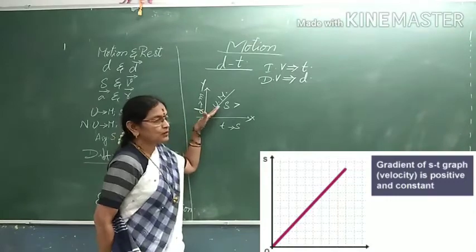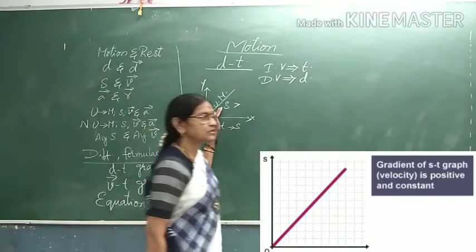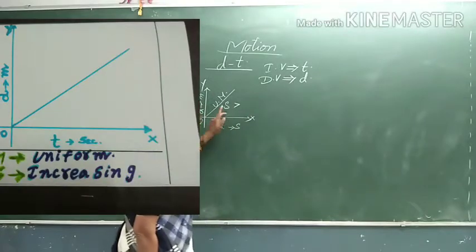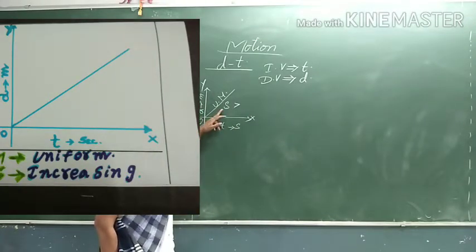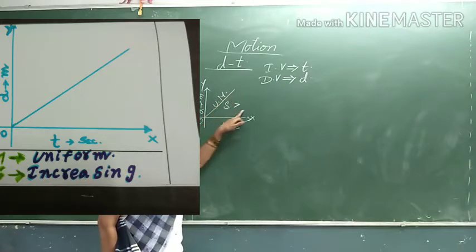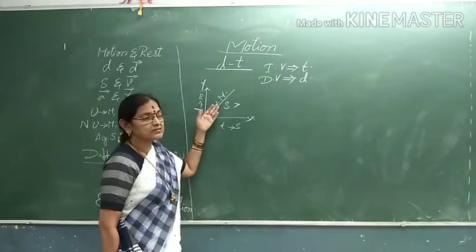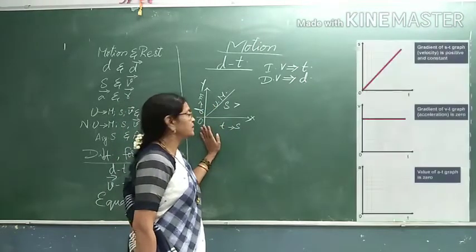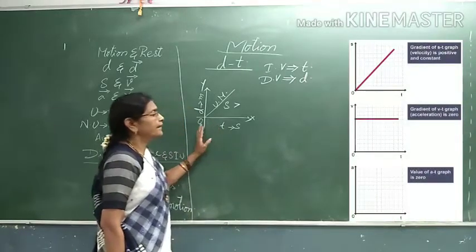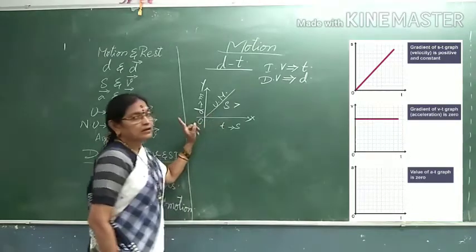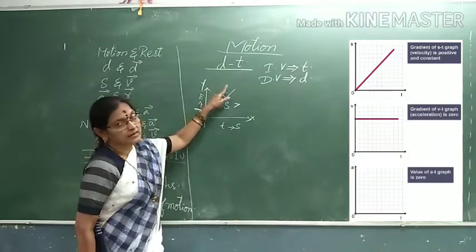So distance time graphs describe two things about a moving body. One is what kind of motion, whether the motion is uniform, non-uniform, or the body is at rest. The next thing is they describe the speed of the motion, whether the speed is increasing, decreasing, or 0 when the body is at rest. And also we can calculate the speed of the body through distance time graphs.